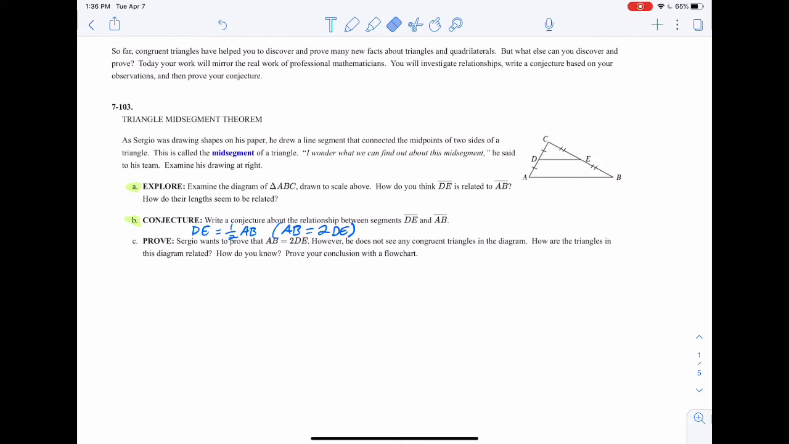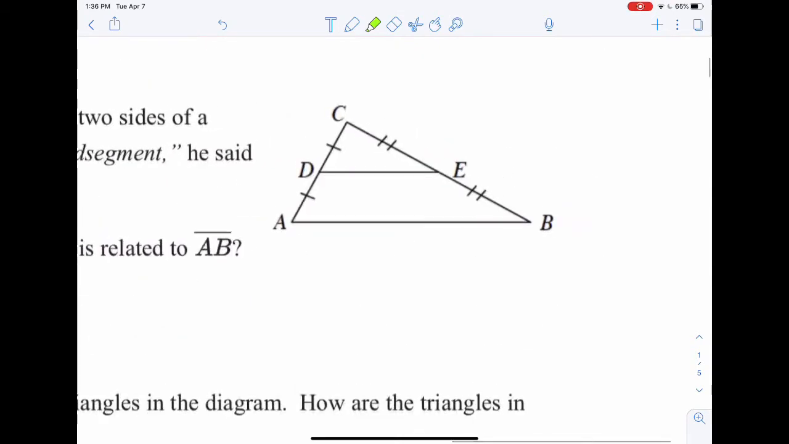Letter C, prove. Sergio wants to prove that AB equals 2 times DE, what we conjectured from the last problem. However, he does not see any congruent triangles in the diagram. How are the triangles in this diagram related? How do you know? Prove your conclusion with a flowchart. He says triangles plural, so it might help if we separate these two.